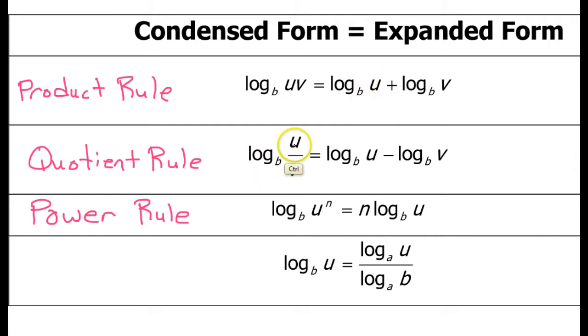If you have the log of something divided by something, according to the quotient rule, you can rewrite it as the log of the numerator minus the log of the denominator. And then for the power rule, if you have the log of something with an exponent, you can take that exponent and put it in the front, so it becomes like this.